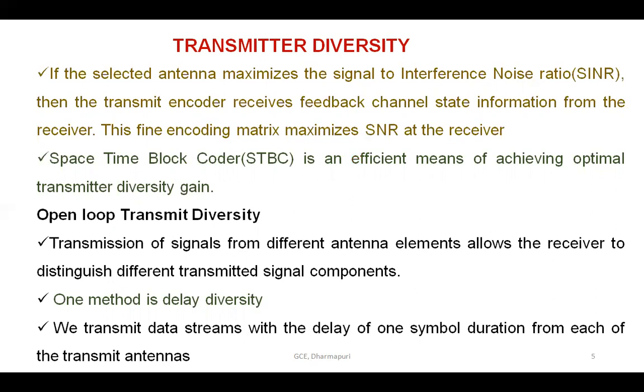In open loop transmit diversity, the transmission of signals from different antenna elements allows the receiver to distinguish the different transmitted signal components. One method is delay diversity. We transmit the data streams with a delay of one symbol duration from each of the transmit antennas.